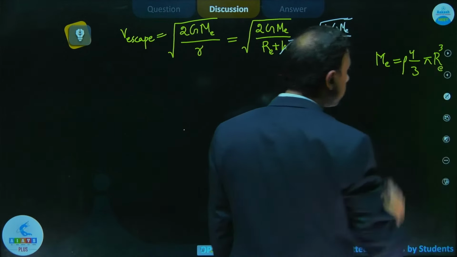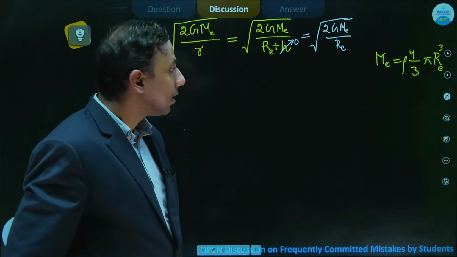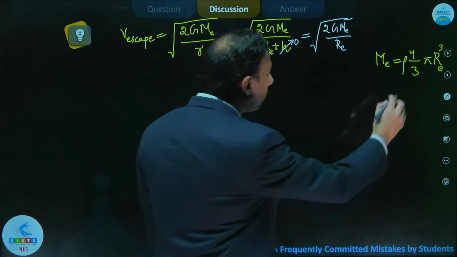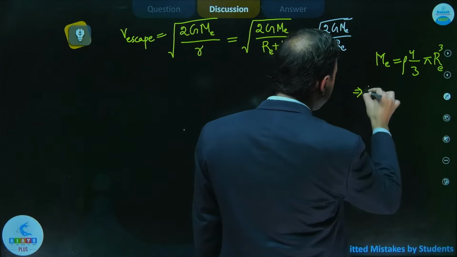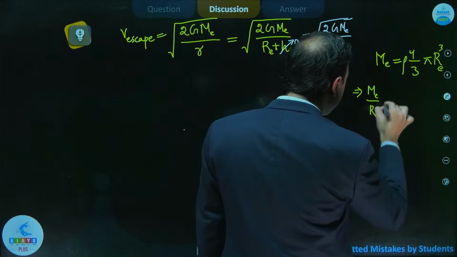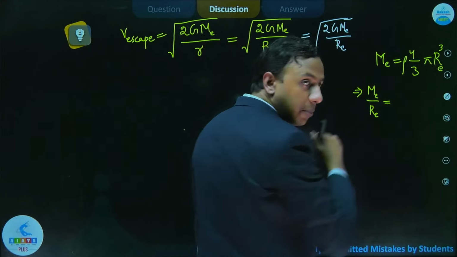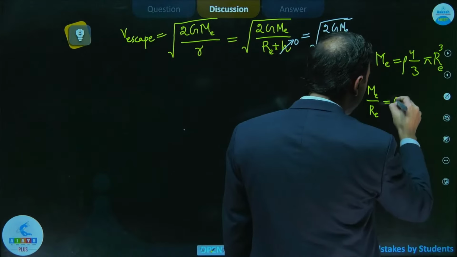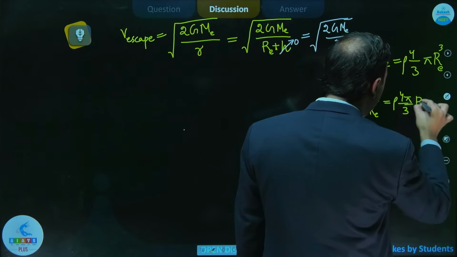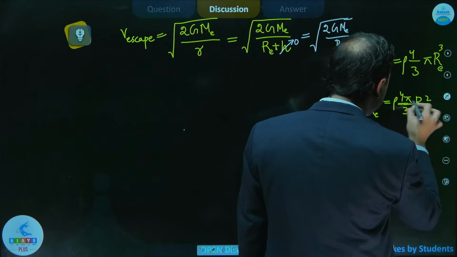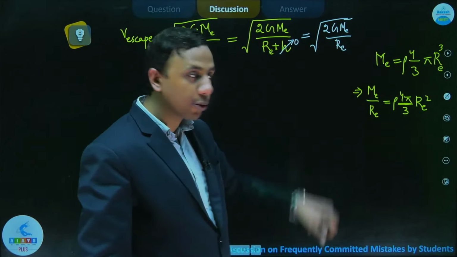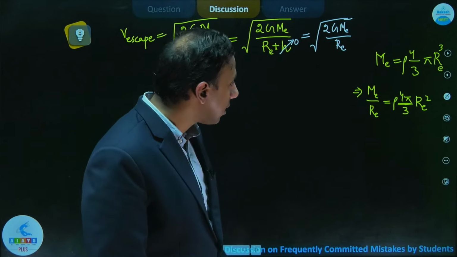Okay, right? So what will M by R become? देखिए ध्यान से. So M by Re, that is nothing but divide both sides by Re. So this is going to become rho times 4 pi by 3 into Re square, right? And this you take it from here and substitute it over there. तब क्या हो जाएगा?